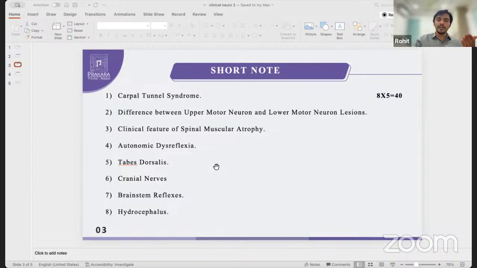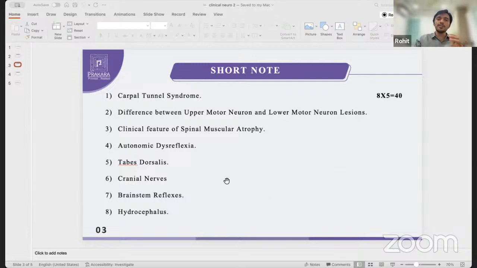How are deep tendon reflexes? In upper motor neuron lesions, there is hyperreflexia. You have exaggerated deep tendon reflexes, whereas in lower motor neuron lesions, the deep tendon reflexes are hypoactive, or there is areflexia. Superficial reflexes like abdominal reflex are absent in UMN, whereas they are present or intact in LMN.